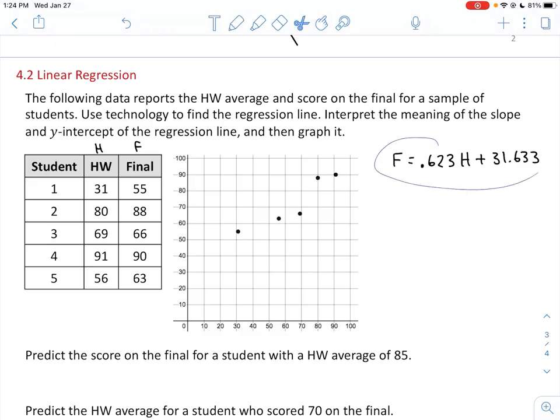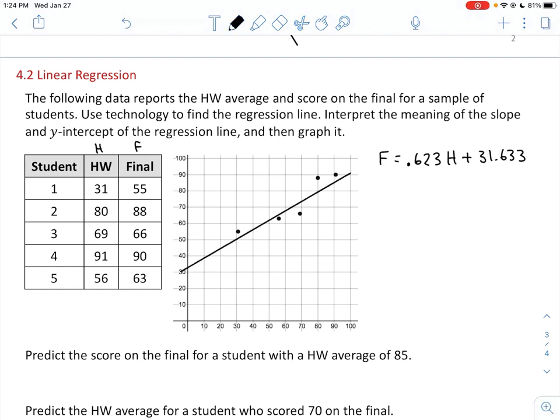Okay, so here is our function. F is a function of H. The graph looks something like this. It crosses at 31.633, so make sure it crosses at the right spot on the y-axis. Now we have to interpret the meaning of the slope and the y-intercept of the regression line.